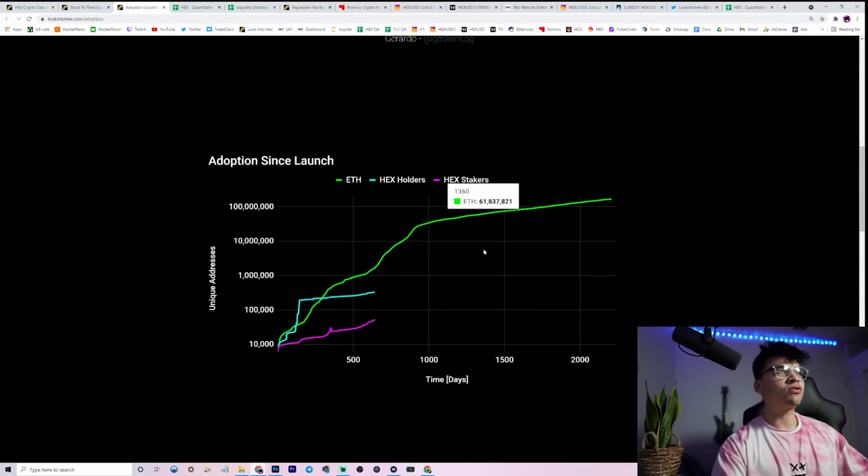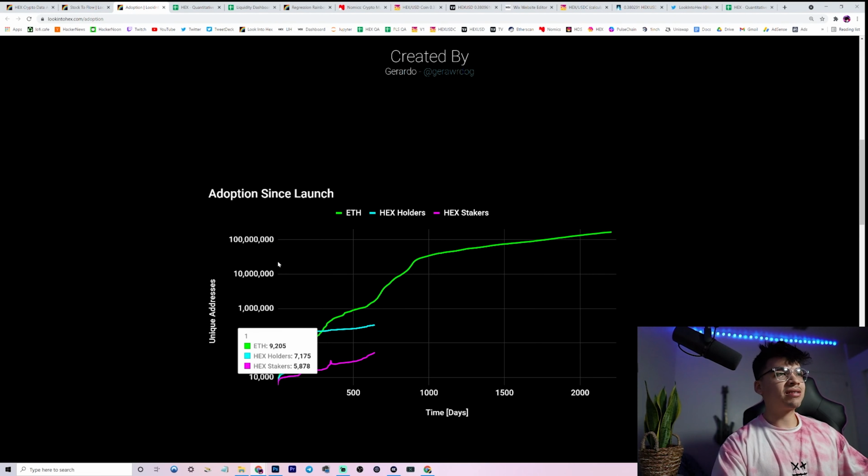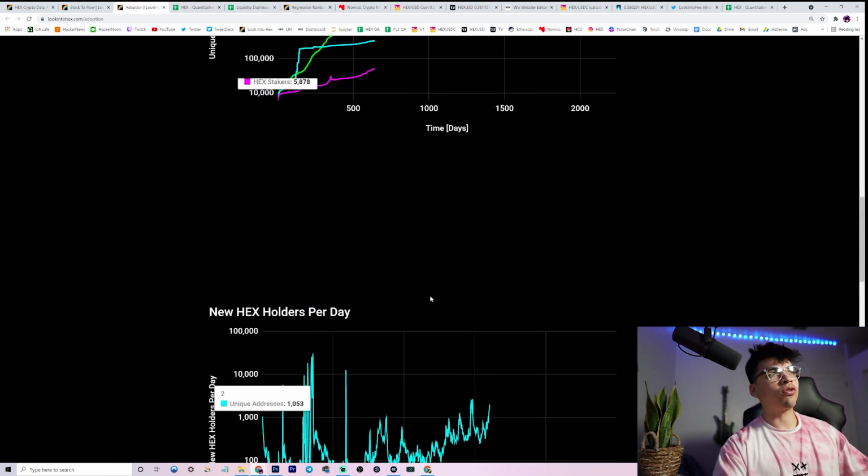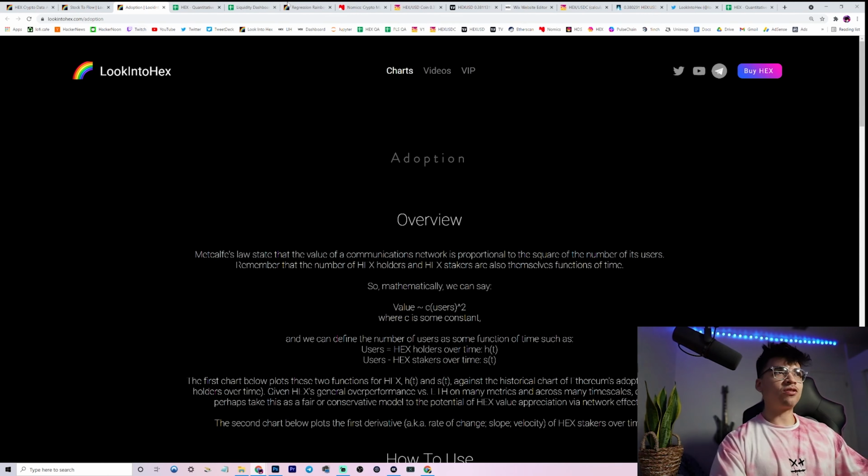So these are cool charts you can look at. Your adoption since launch on ETH, HEX. You can, again, measure it via whatever metric you like, holders, stakers, or both, and you can see those both here as well. So those are now added to the website.